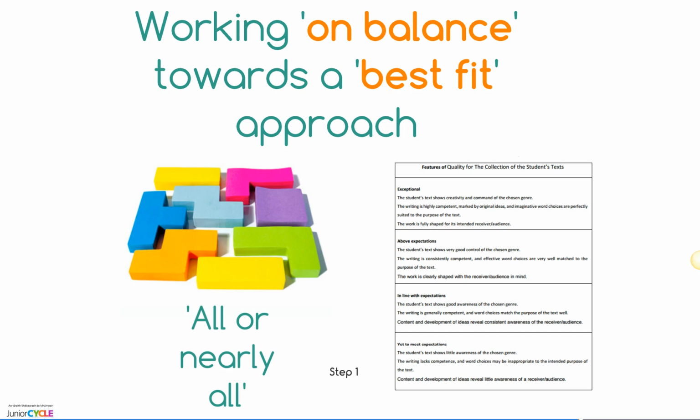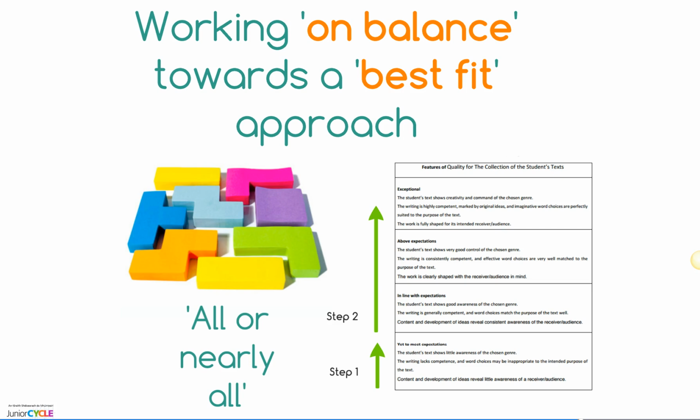Firstly, we consider whether the work reaches the basic threshold of in line with expectations by considering the features of quality of yet to meet expectations. Once we establish that the piece has exceeded that threshold, the teacher then moves up through the features of quality and applies a best fit, on balance approach. Again, on balance means that the student's work identifies more with one particular band than with another.